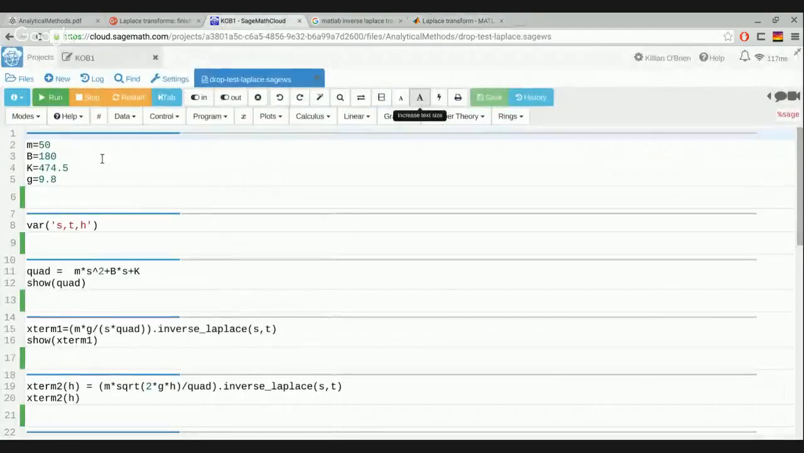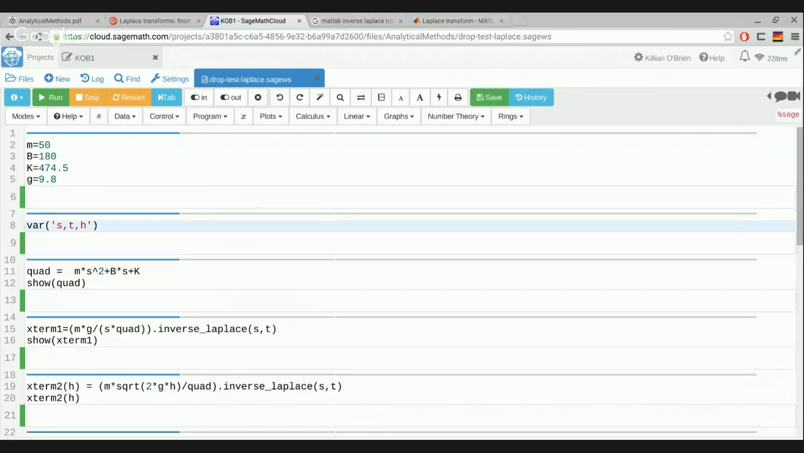So here I am just using the system Sage to do that. I'll put a link to this worksheet in the comments to the recording. So we can set up the various values that we were given. So we were given a mass of 50, the damping coefficient of 180, and the spring coefficient of 474 odd. We're using gravity here of 9.8, so this is an Earth-like planet. Okay, so we feed in these values.